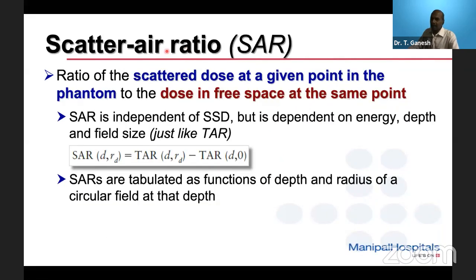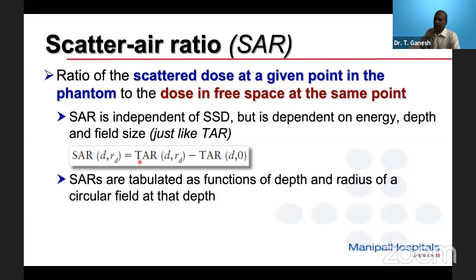And that is where the scatter air ratio comes into picture. The scatter air ratio is nothing but the ratio of the scattered dose at a given point. It is not possible to measure this scattered dose alone. You just cannot do it. You have to only calculate, theoretical calculation. So scattered dose at a given point in the phantom to the dose in free space at the same point, that is the scatter air ratio. So SAR is just like TAR. It is independent of SSD, but is dependent on energy, depth, and field size.